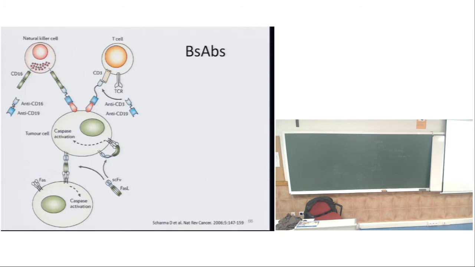So here you can see this is a bispecific antibody. It's very simple. It's a variable region recognizing, for instance, CD16 and another CD19. This is a tumor cell expressing CD19. It will be recognized by that. But the other part will attract a natural killer cell. So we are putting together a tumor cell and an immune cell that will kill the tumor cell.